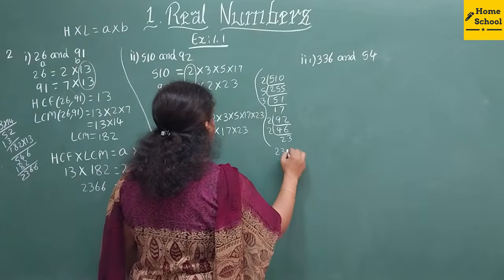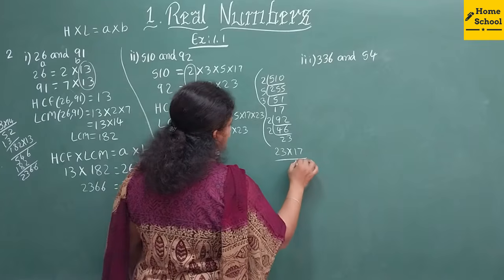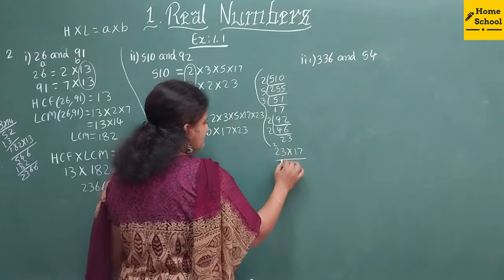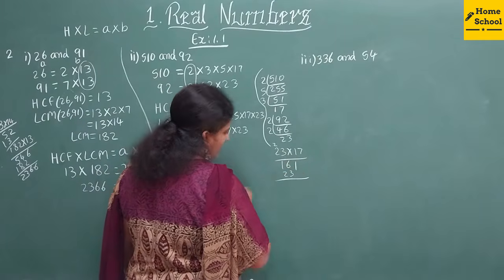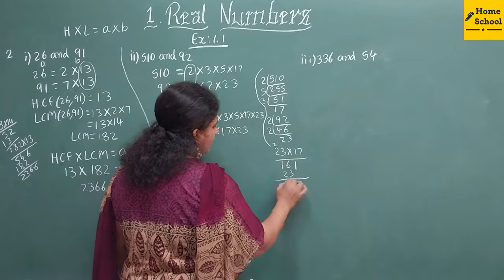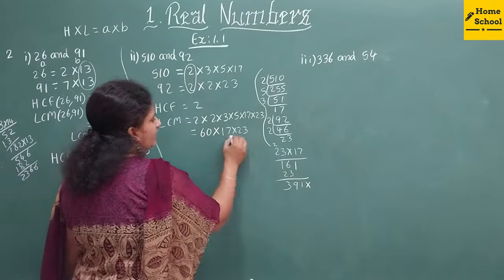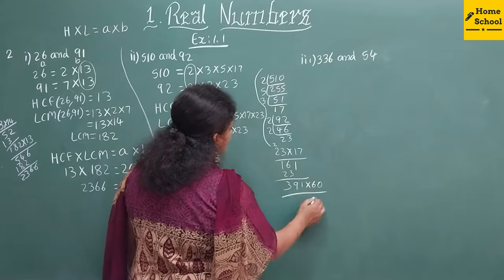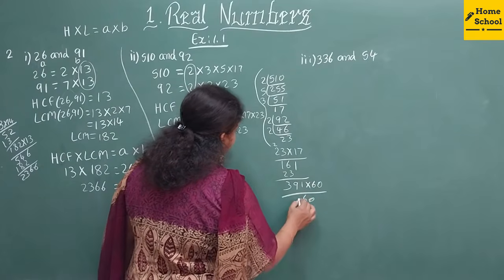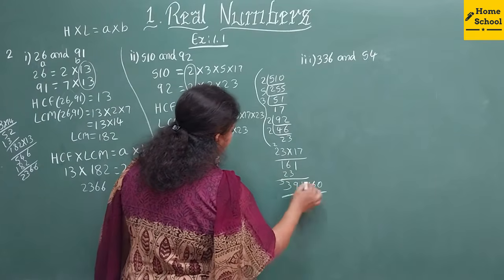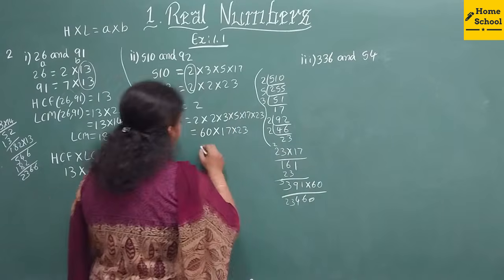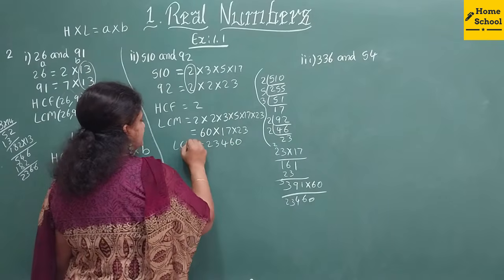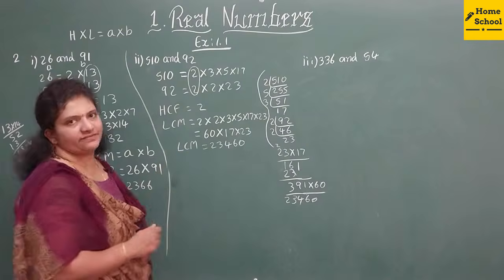So 23 into 17, let us do first. 7 3s are 21, 7 2s are 14, plus 2, 16, 23, 1 9 3, 391 we get. If you multiply these two into 60: 6 9s are 54, 18, 23. That is 23460, your LCM. Now we got HCF and LCM.